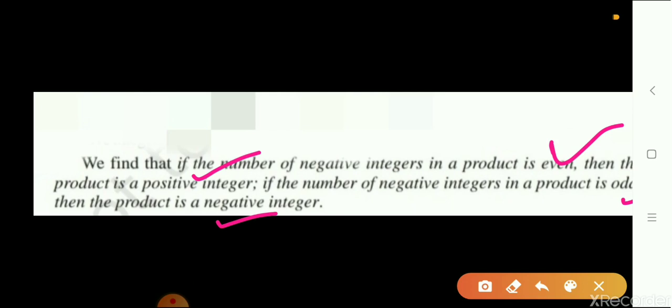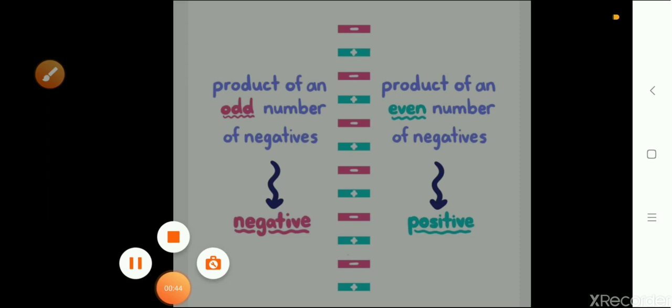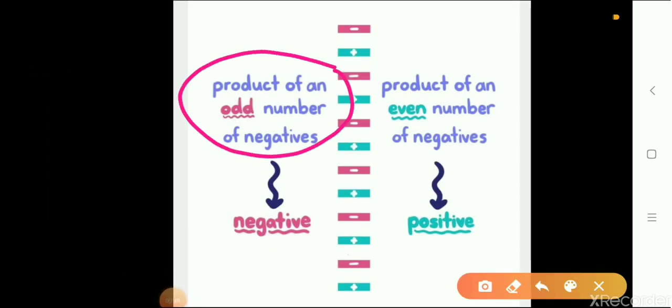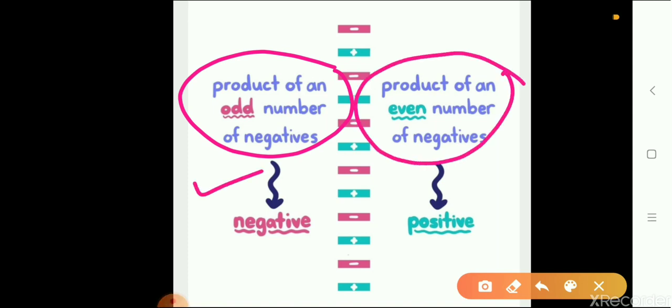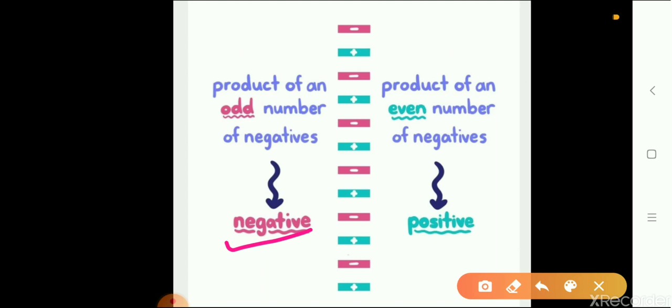So, let us clear this concept. Here we have the product of an odd number of negatives as negative, and the product of an even number of negatives is positive. So, what do we mean by this? Whenever a negative sign is multiplied an odd number of times, it gives us a negative, and whenever the negative sign is multiplied an even number of times, it gives us a positive.